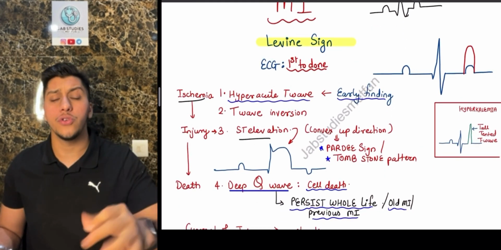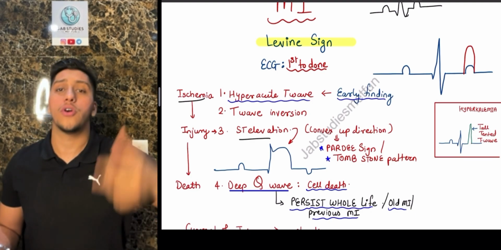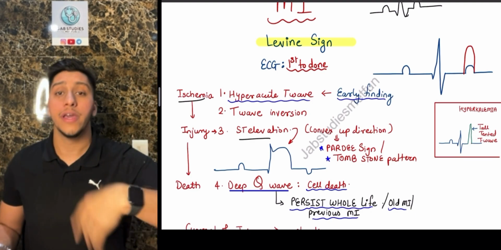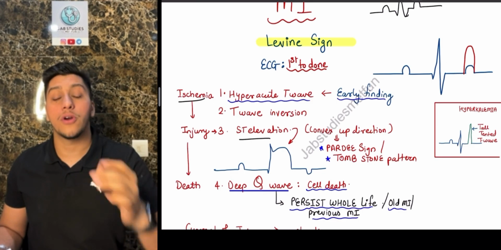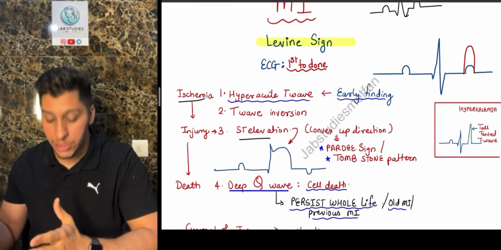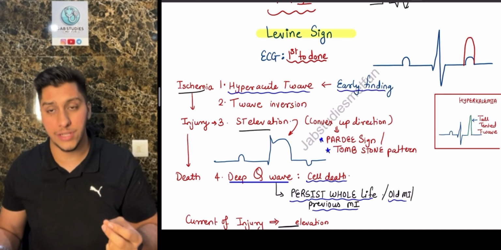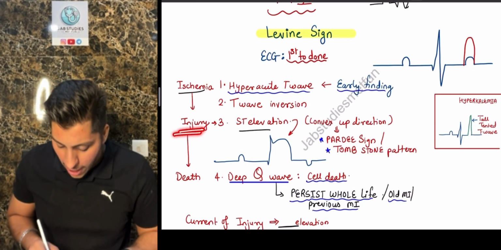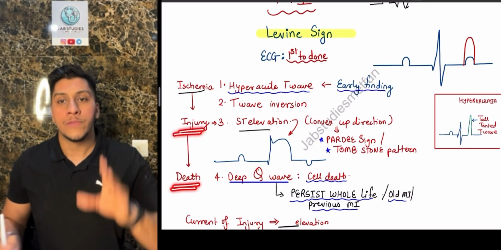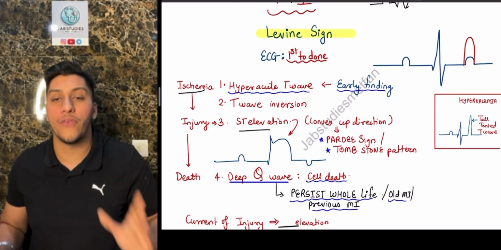First of all, you need to know why these signs are there. Why is there a tall T wave? Why is there T wave inversion, ST elevation, and all? These are because they depict the cellular damage. First, the cell gets ischemia. Ischemia means lack of oxygen. Then there will be injury. After that, there will be death of the cell. So what are the ischemic findings you find in case of MI?